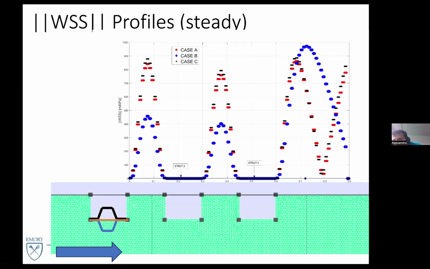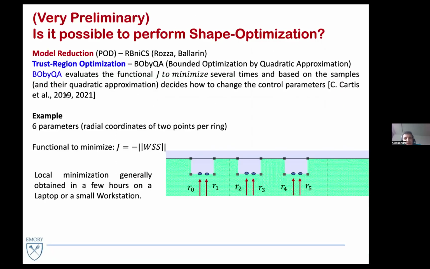There is nothing. I don't have any clinical proof. I don't have any benchmarking for this. It's just what I found running simulations. At this point, using FEniCS, of course, the next question was, okay, can I identify the optimal shape?